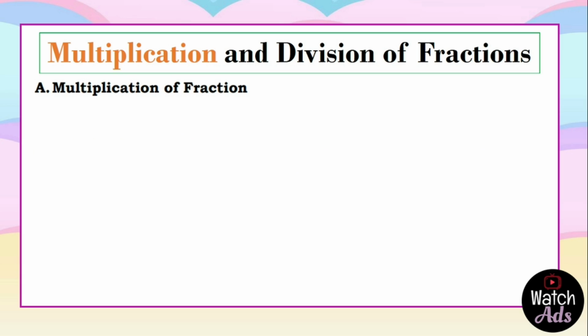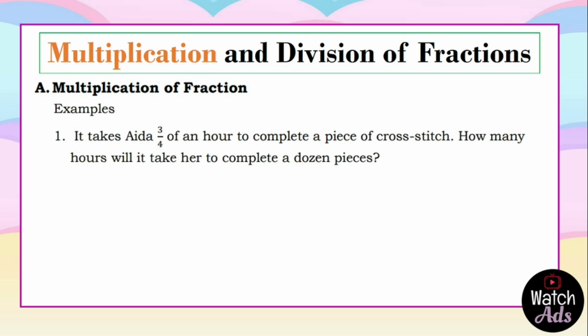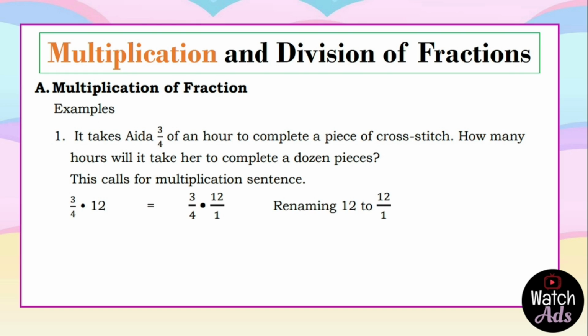Let's have an example. This is an example of a problem using multiplication of fractions. It takes Ida 3/4 of an hour to complete a piece of cross stitch. How many hours will it take her to complete a dozen pieces? Now, analyzing the problem, we are going to use multiplication. That is, we will multiply 3/4 and 12. That gives us 3/4, and 12 is a whole number with a denominator of 1.